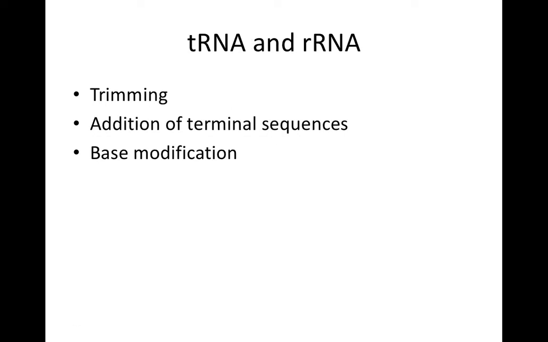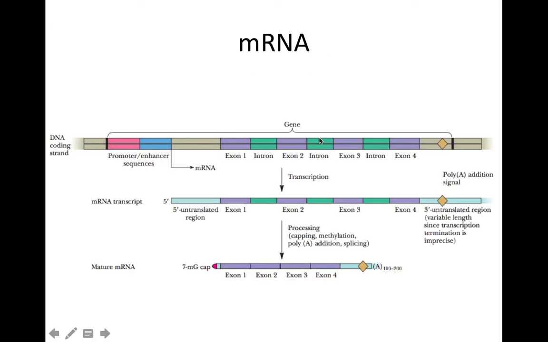So for both tRNA and rRNA, our RNA goes through trimming, meaning if you have a transcript here, the ends can be trimmed. You can also add terminal sequences. That's usually to protect the ends of your RNA from nucleases or exonucleases. And in some instances, base modification happens, such as if you methylate a part of the base, etc. We're going to focus on mRNA post-transcriptional modification.